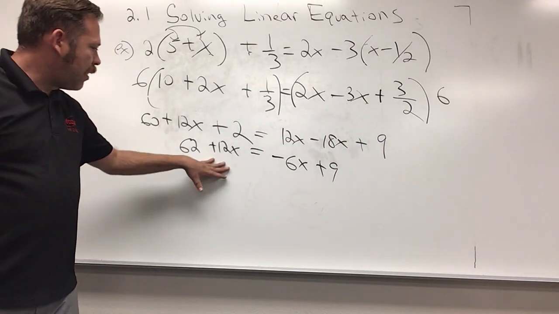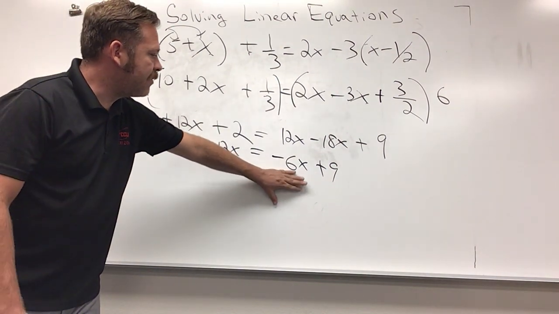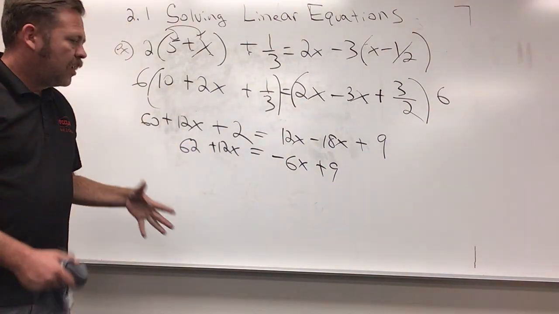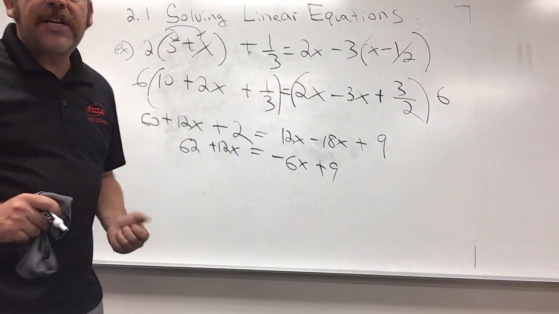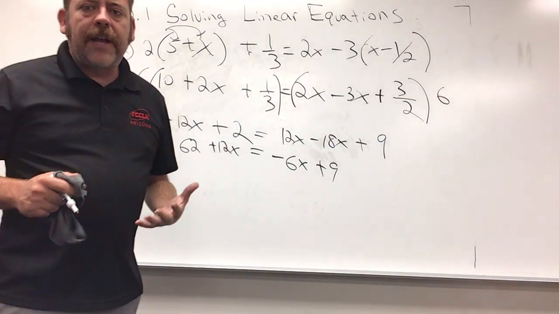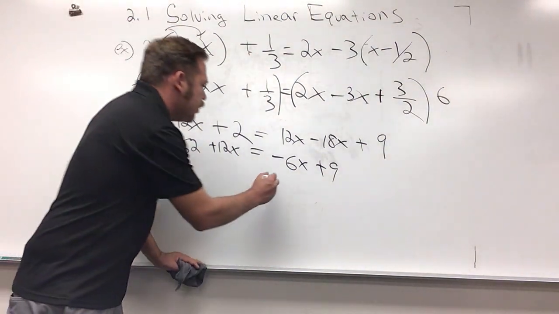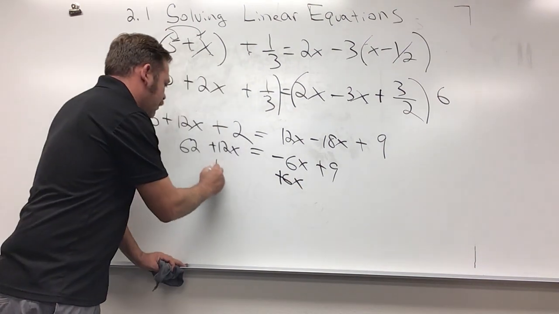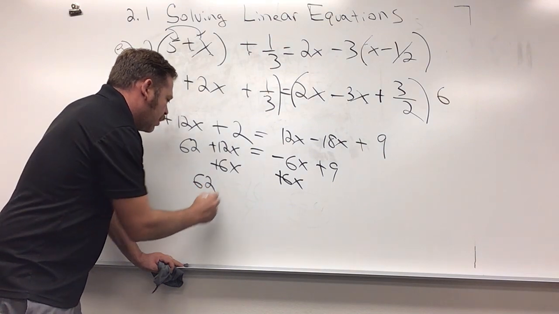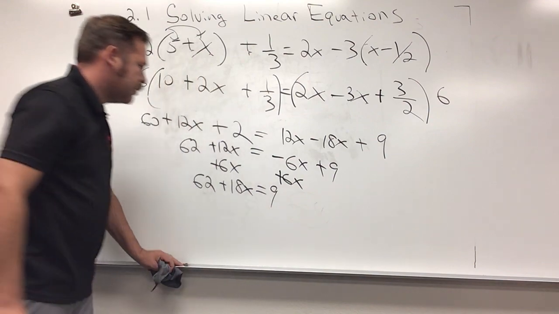I can take this 12x and move it over here by subtracting it, or I can take the negative 6x and move it to the left. I'm going to move the negative 6x. The reason I like to move the negative 6x is to keep my x variables positive. But if you feel like living on the adventurous side, you can go the other route. So I add 6x, and I get 62 plus 18x equals 9.